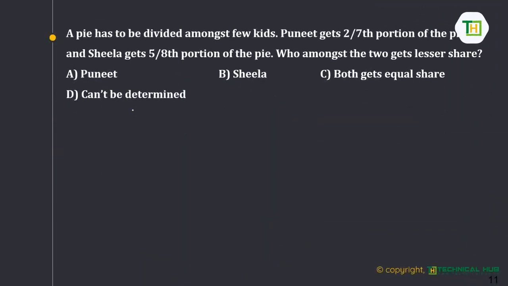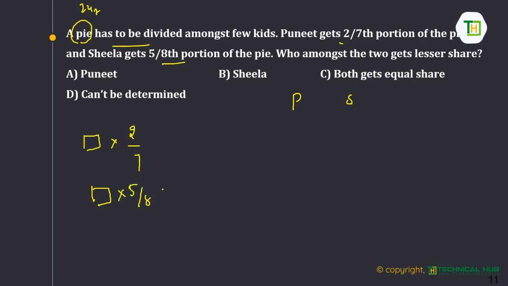Yes, see this question. A pie has to be divided amongst a few kids. Here Puneet gets 2 by 7th portion of the pie and Sheila gets 5 by 8th portion of the pie. So who among the two gets the lesser share? Very simple question. Don't take pi as 22 by 7. Here the pie is the value that is divided between the two kids, Puneet and Sheila. Puneet's share is 2 by 7th and Sheila's share is 5 by 8th. They're asking who among the two gets the lesser share.